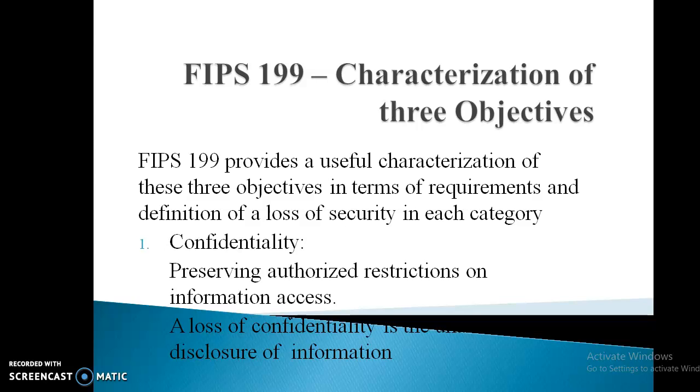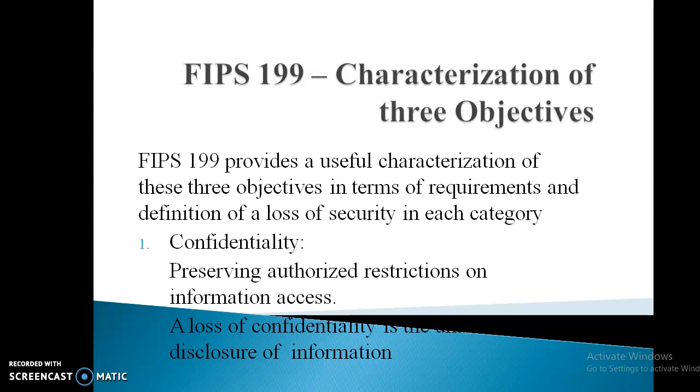FIPS 199 provides a useful characterization of these three objectives in terms of requirements and definition of loss of security in each category. We already said that the key objectives of computer security are confidentiality, integrity, and availability. If there is a loss in these three objectives, what will happen?